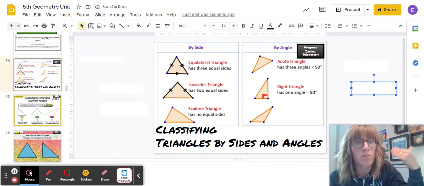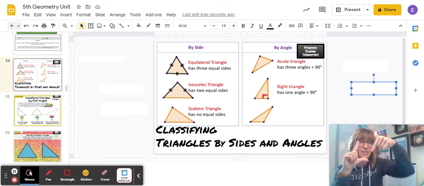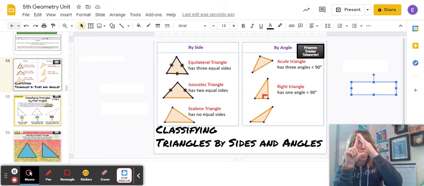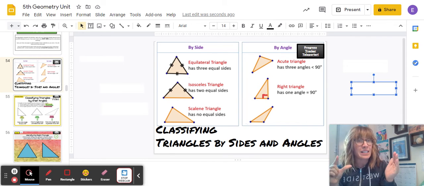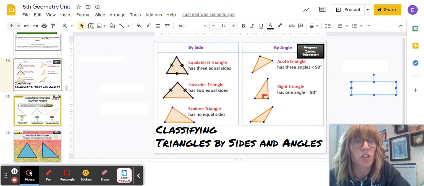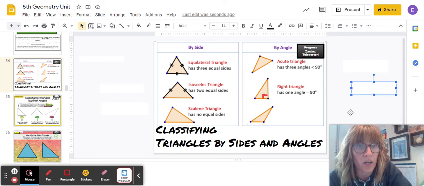It's impossible for a triangle to have more than one angle of 90 degrees because inside of a triangle, all of the angles are always going to add up to 180 degrees total. And so if you had two angles that were 90, it would be impossible for that triangle to close because you've already used up your 180 degrees.